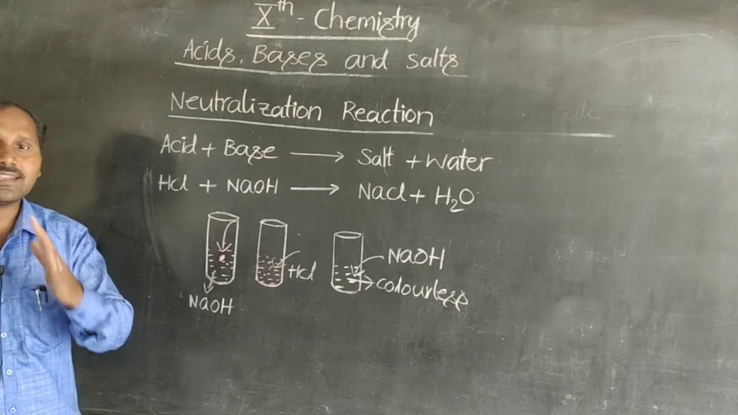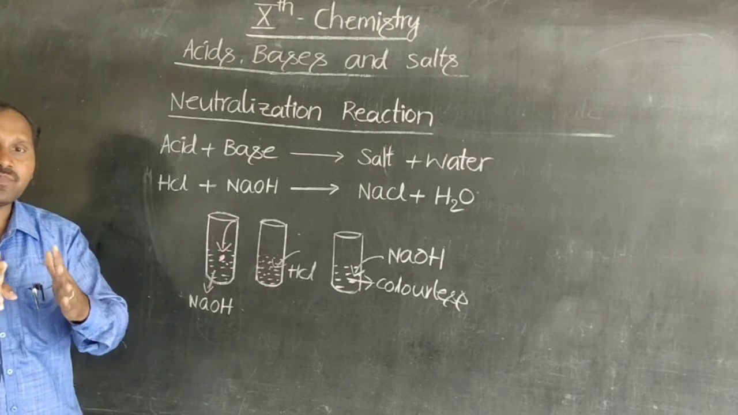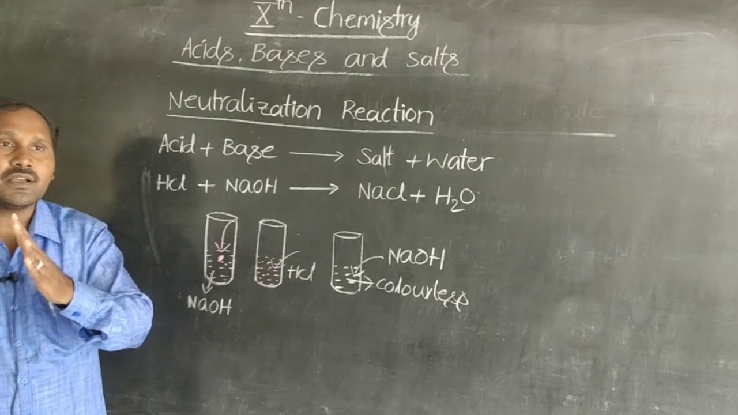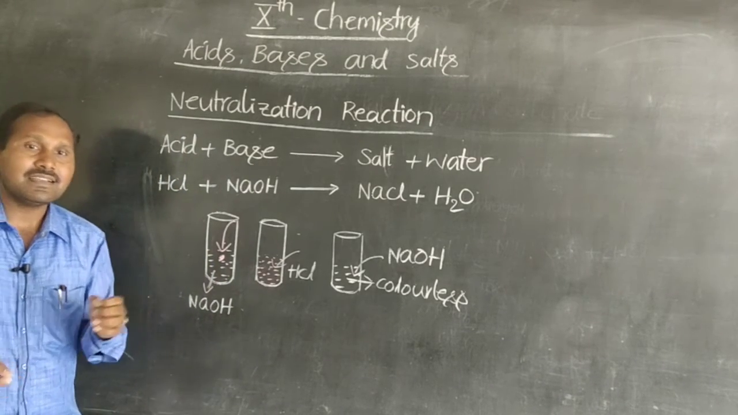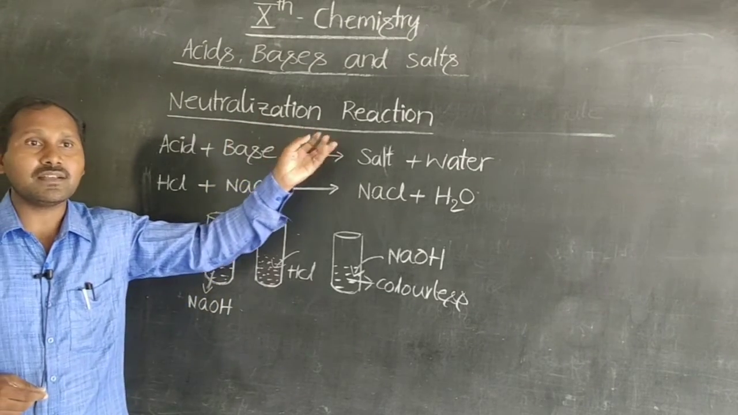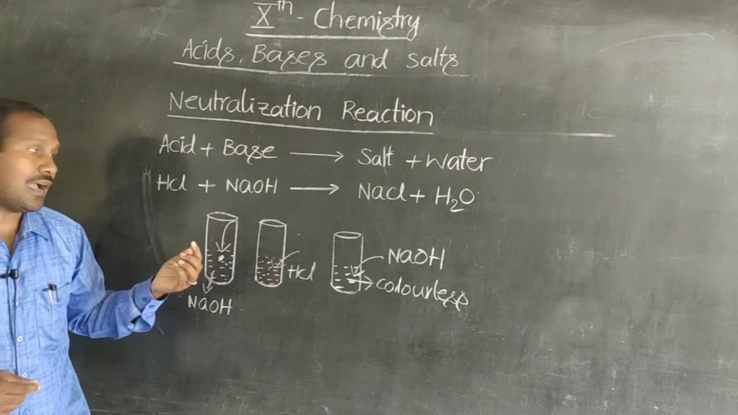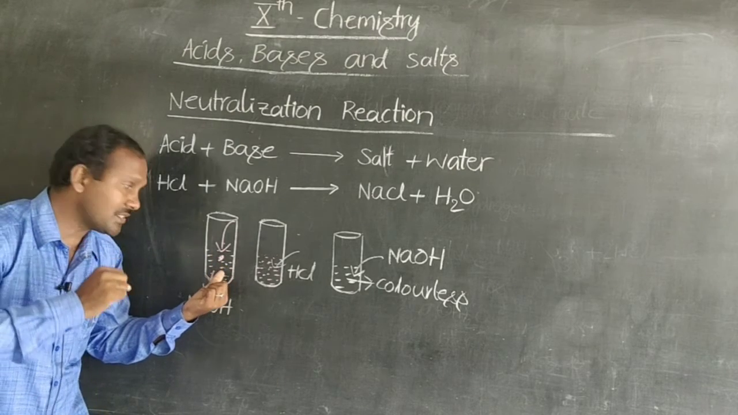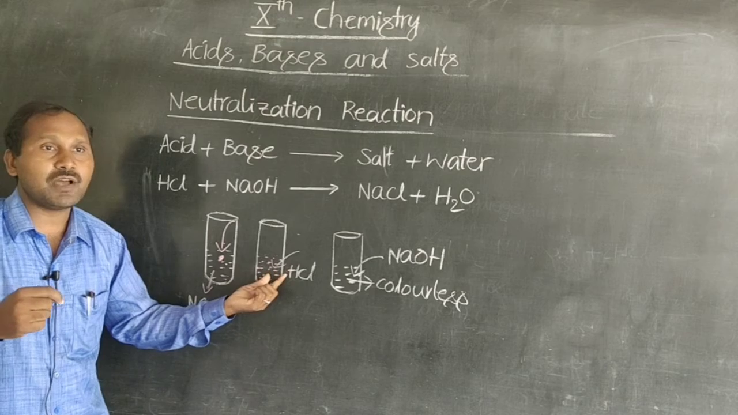So what is the reason behind one time pink color being formed and another time a colorless solution? Is there any reason? Yes. The reason is only the neutralization reaction. First, when phenolphthalein indicator is added to the basic substance, a pink solution is formed.